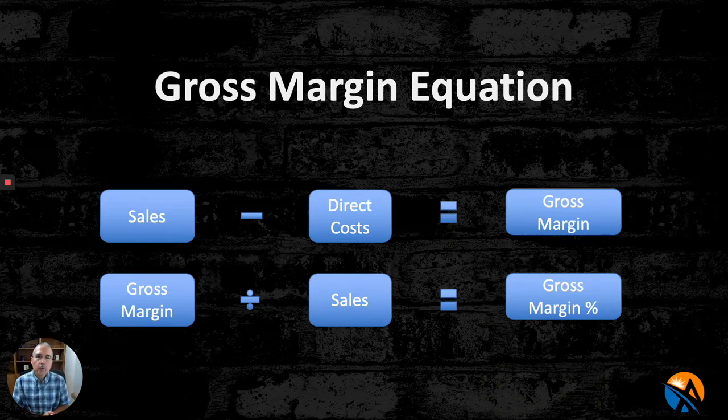First, let's review the gross margin equation. As you probably know, gross margin is calculated as sales minus your direct cost equals your gross margin. Direct costs are costs that are specific to getting that product or service out the door. In other words, you would not incur these costs if it weren't for the sale that you made of your service or the product that you are selling. To calculate the gross margin percentage, you simply take the gross margin from that sale and divide it by the total sales, and that will give you the gross margin percentage.